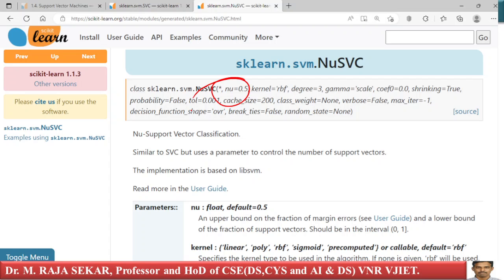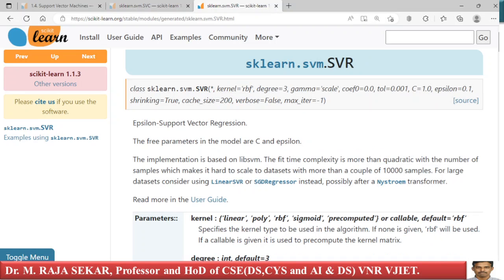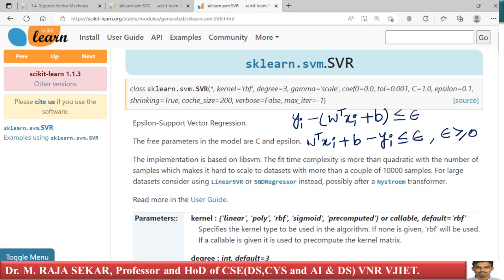Similarly, you have support vector regression. There is another one, SVR, support vector regression, which is already implemented in scikit-learn. The key important factor here is epsilon, because epsilon tells what is the maximum error we can make. The constraints are yi minus (w transpose xi plus b) less than or equal to epsilon, and (w transpose xi plus b) minus yi less than or equal to epsilon, with epsilon greater than or equal to 0. Remember, these are the constraints in support vector regression. So epsilon tells us how much my y cap can differ from my yi, isn't it?